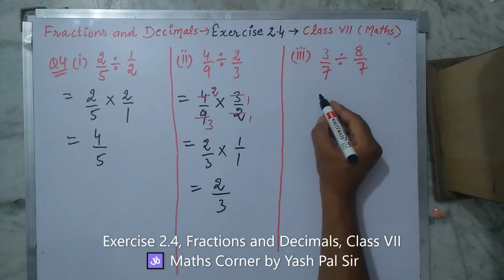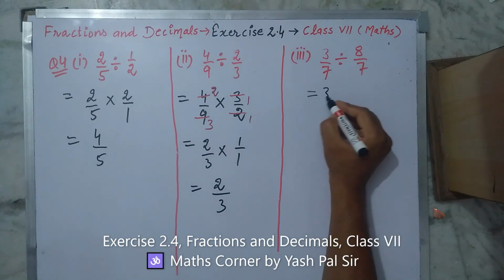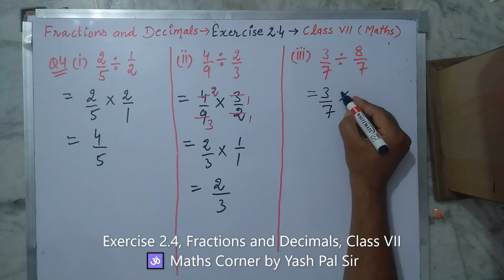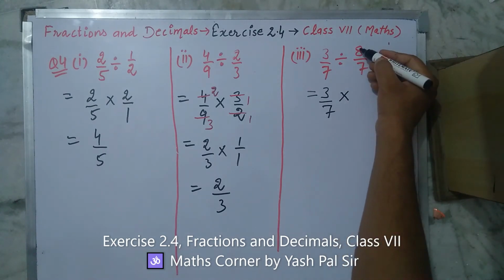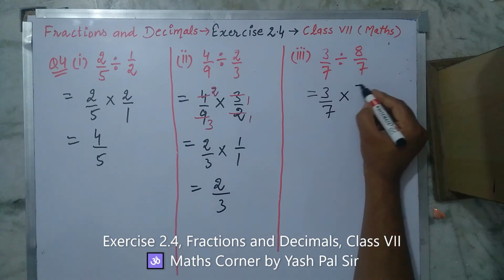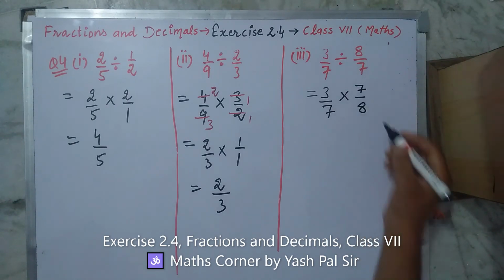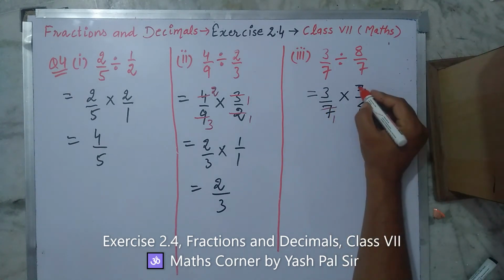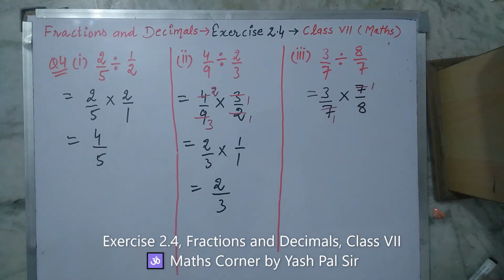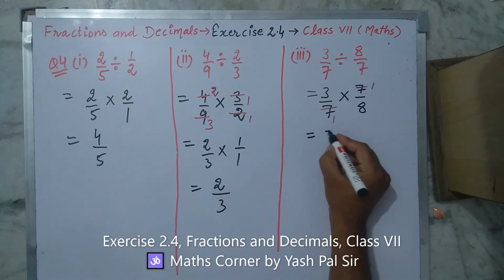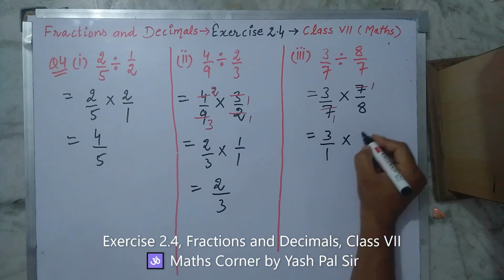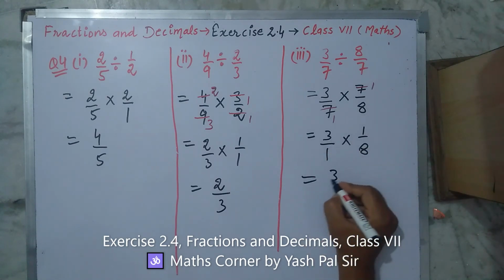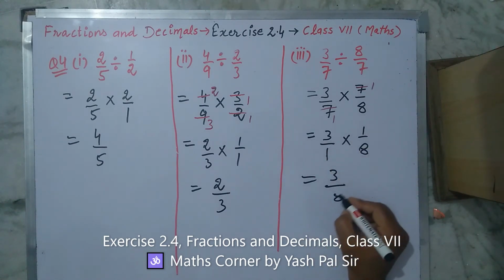Next part, writing 3 upon 7 as it is. Convert divide into multiplication. Reciprocal of 8 upon 7 is 7 upon 8. Now this 7 ones are 7, 7 ones are 7. So what we can write? 3 upon 1 into 1 upon 8. 3 into 1, 3, 1 into 8, 8.